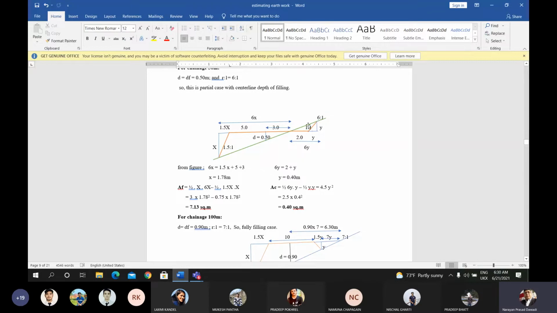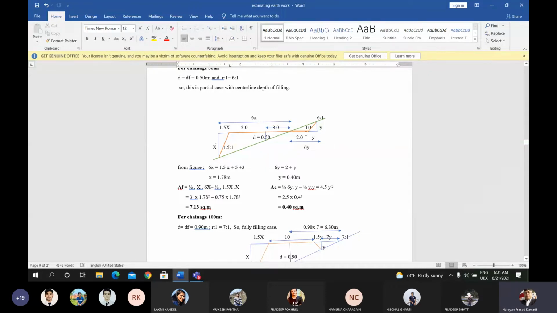The red line surrounded area below the green line will be the area of cutting, and above the green line, the red line covered area will be the area of filling. Okay, for this now I have prolonged this line up to this point, the end of the slope of the filling, and from the formation level, this vertical height is considered as x.